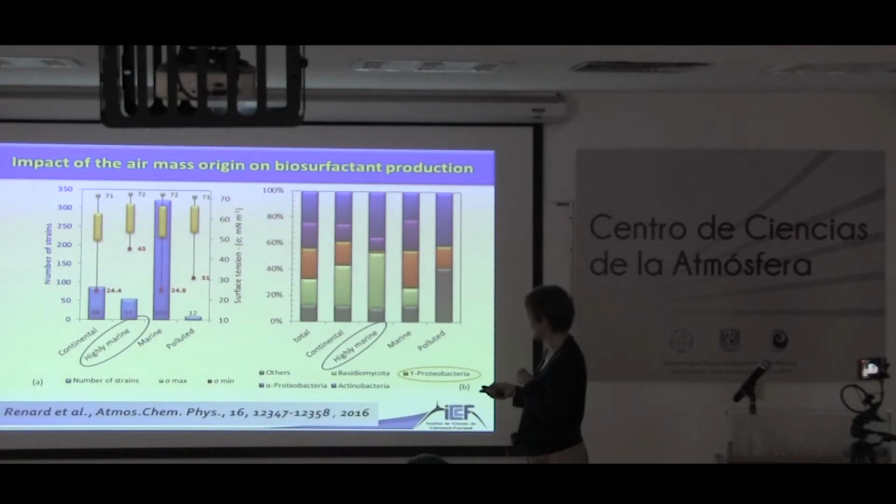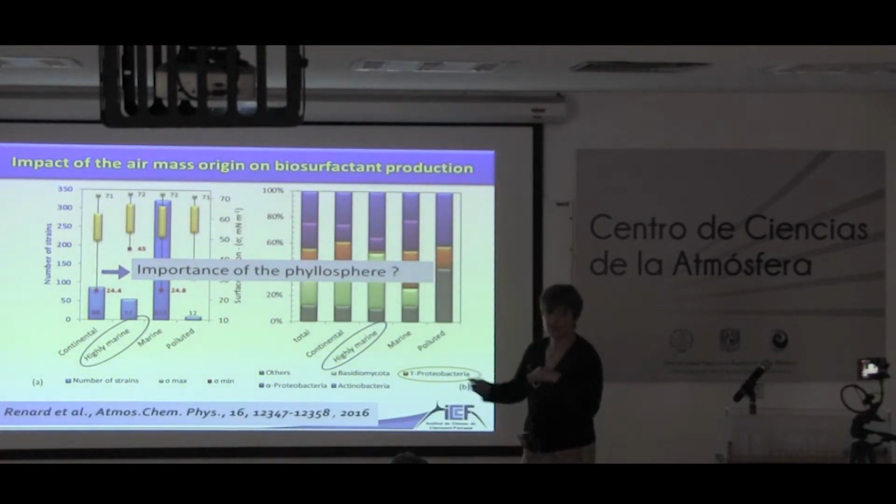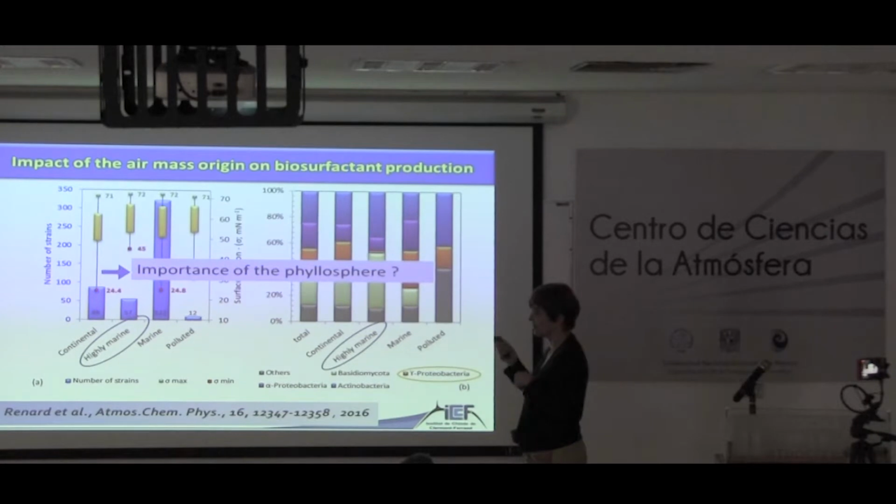So we have a suggestion here that maybe the phyllosphere could be an important factor for the production of biosurfactant, and then a potential impact on this formation of droplets. So that's the work we are doing now. Now we are looking for this biosurfactant directly in the aerosols using mass spectrometry. And we hope we're going to publish that soon.